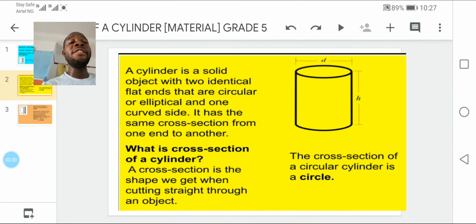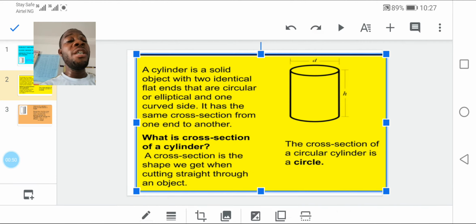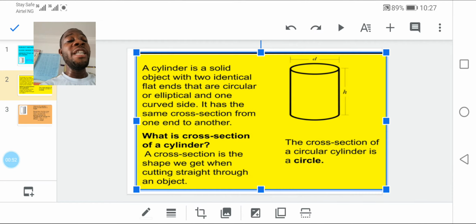All right, what is a cylinder? A cylinder is a solid object with two identical flat ends that are circular or elliptical and one curved side. It has the same cross section from one end to another. For example, this shape right here is a cylinder.